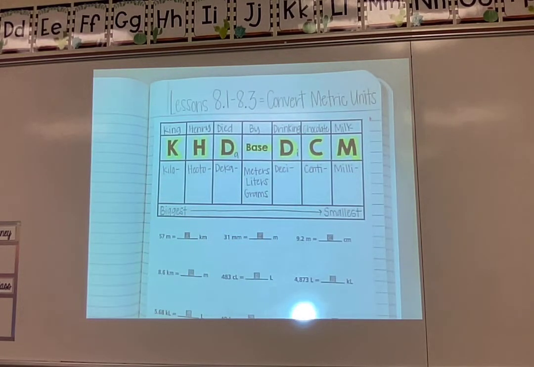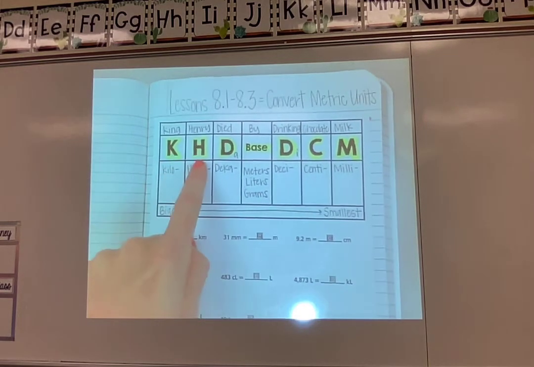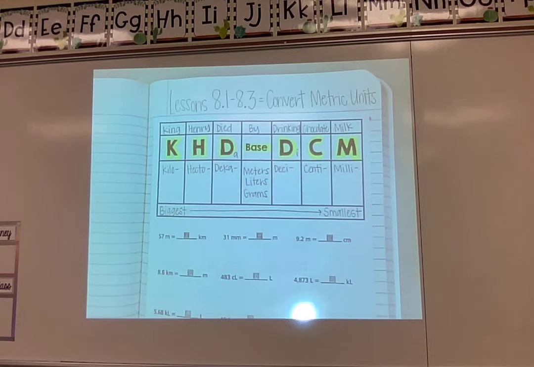Now, kind of a silly saying, but if we remember that, we'll remember that the K comes first and then the H and so on and so on. And if I remember the order, then I have the chart right there in front of me. So King Henry died by drinking chocolate milk helps me remember the order of the metric system.